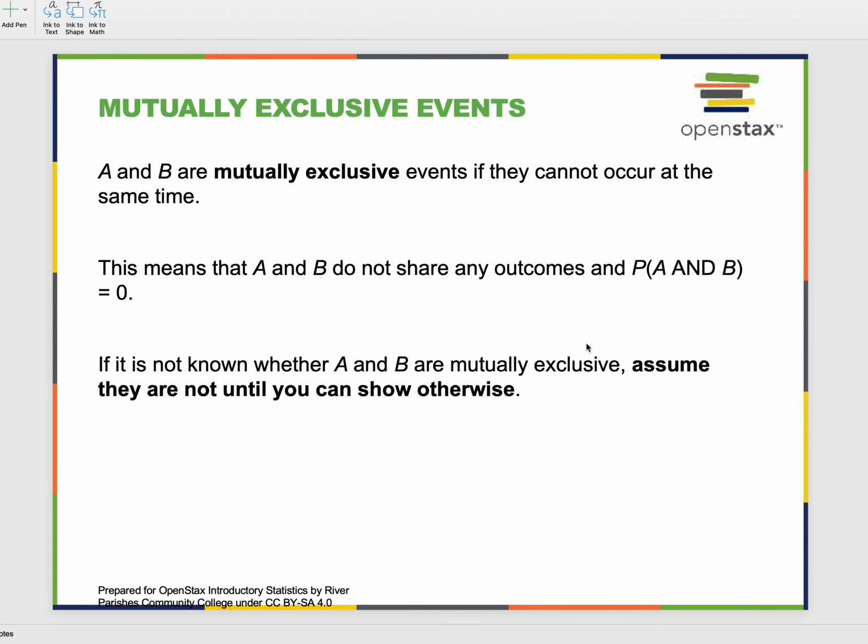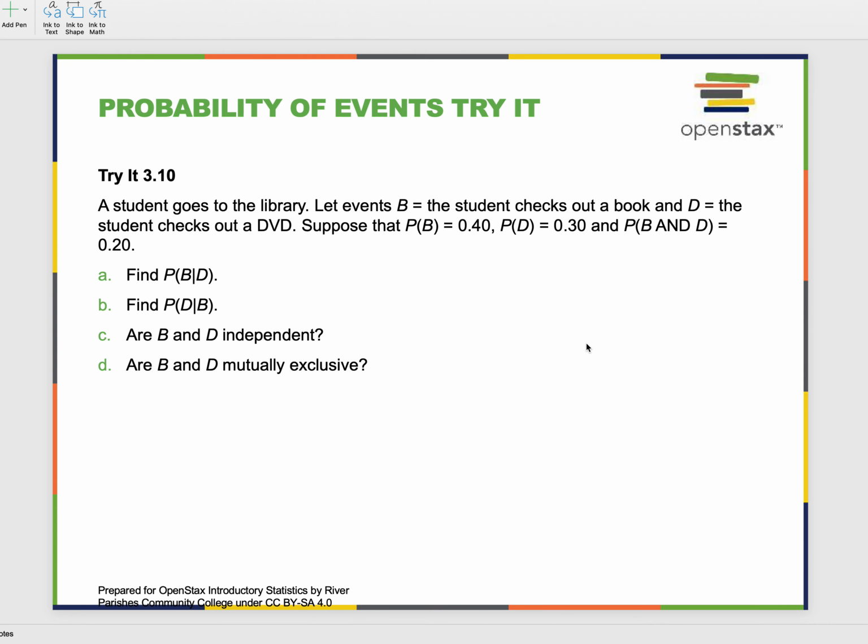Now, independent versus not independent. Mutually exclusive means they cannot occur at the same time. This means A and B do not share any outcomes together. In that intersection space, they get the empty set. The probability of A and B happening at the same time is 0. If it is not known whether A and B are mutually exclusive, assume they are not until you can prove otherwise. So a student goes to the library. Let the events be B, the student checks out a book, and D, the student checks out a DVD. Suppose the probabilities are 0.4 and 0.3.